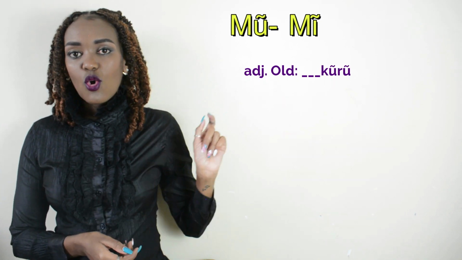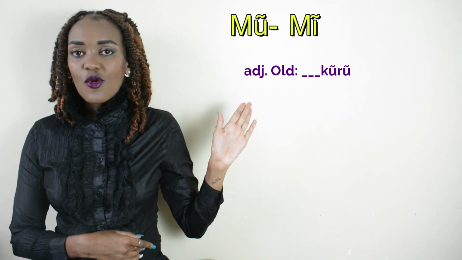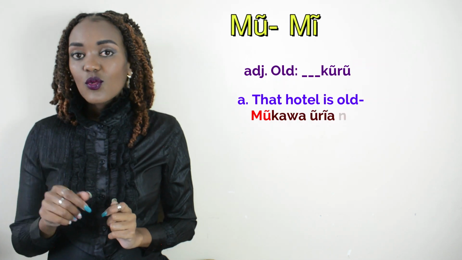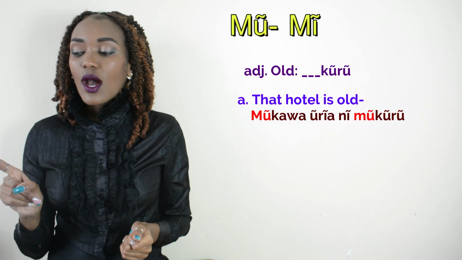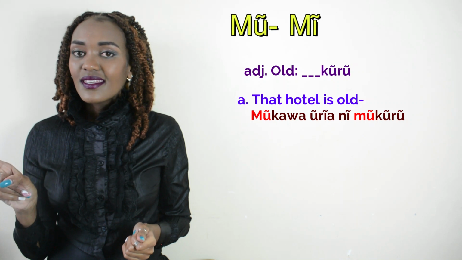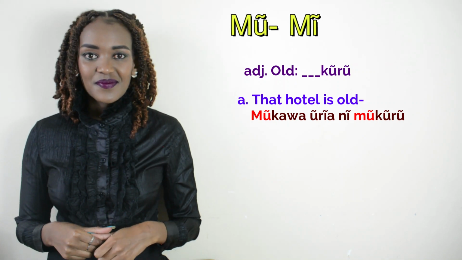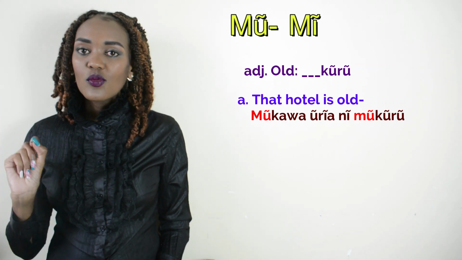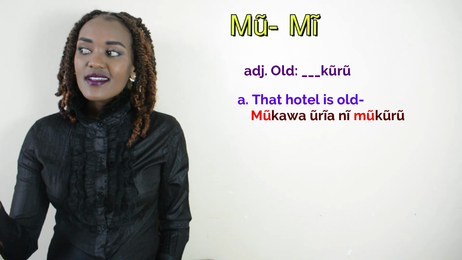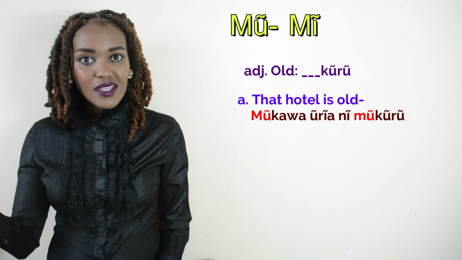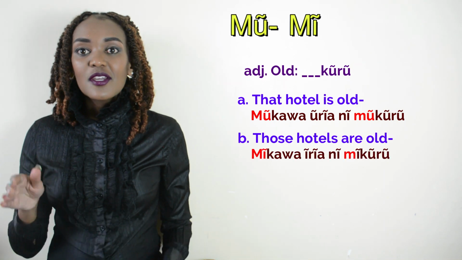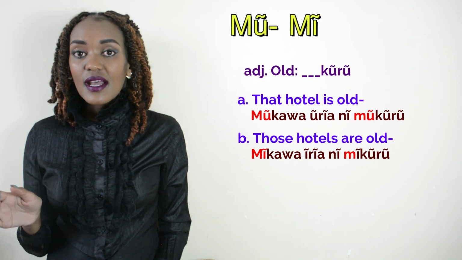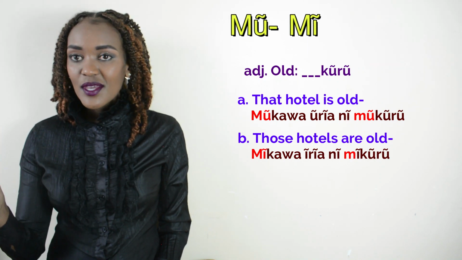Another example is an old hotel. Old, we said, is koro. If now we wanted to say that hotel is old, we'll say mokawa oria ne mokoro. The plural, mekawa area ne mekoro. Those hotels are old.